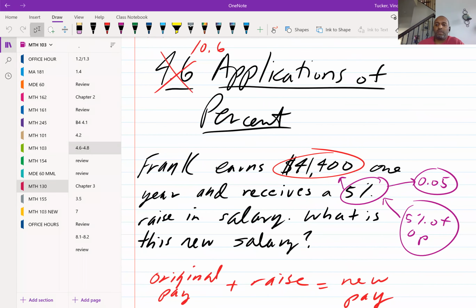So we have Frank, who earns $41,400 one year and receives a 5% raise in salary. What is his new salary? I'll give you a few seconds to write that down, then we'll look into it.